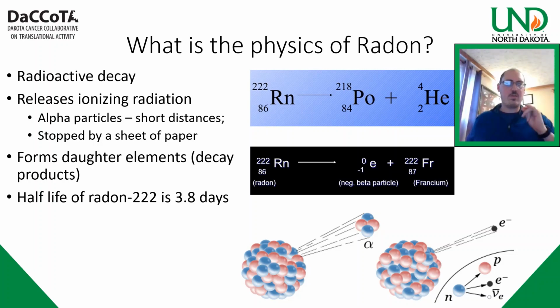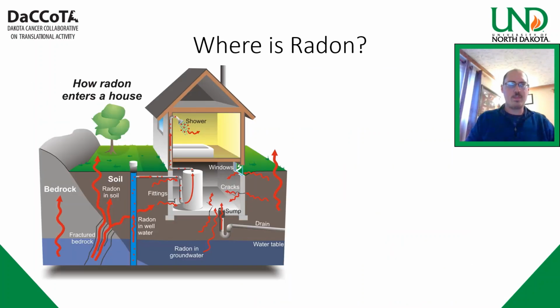The negative beta particle is an electron. It also produces an anti-neutrino to keep all the charge and mass and all that sort of physical constants straight. Anyways, to sum all this up, there's a lot of physics going on, a lot of radioactivity. Most of the time, when we think of radon, we're talking about alpha particle generation. So, where is radon? Why should we care about it?